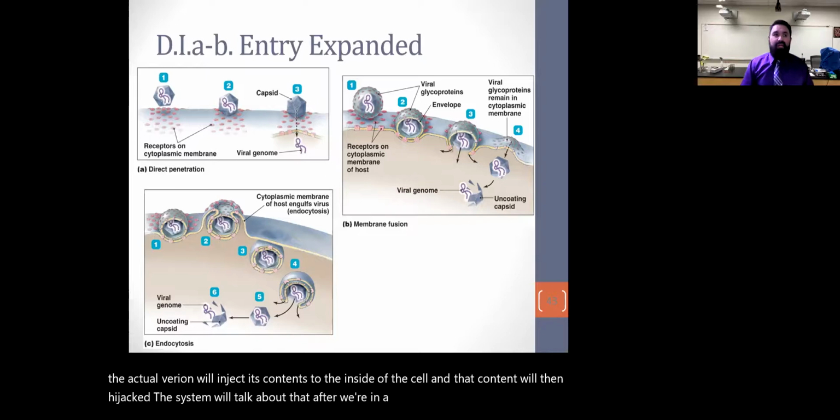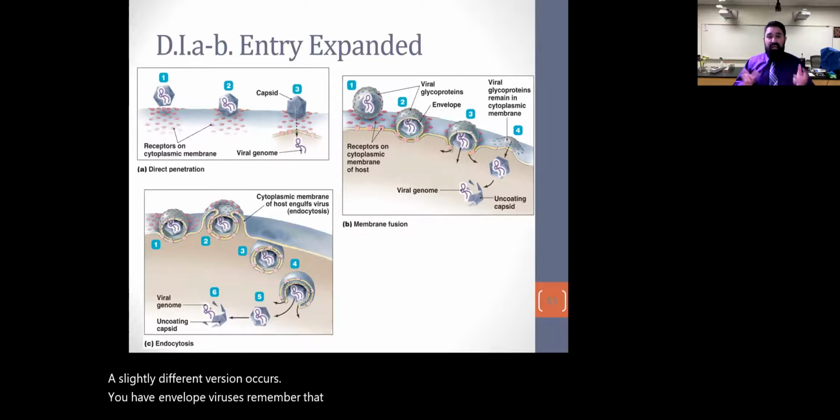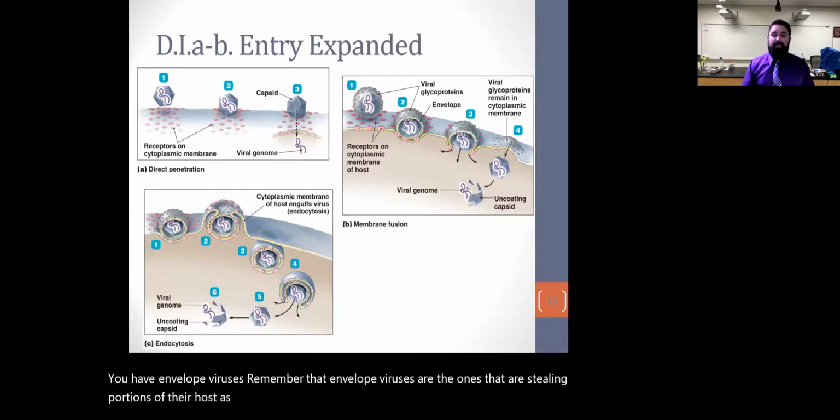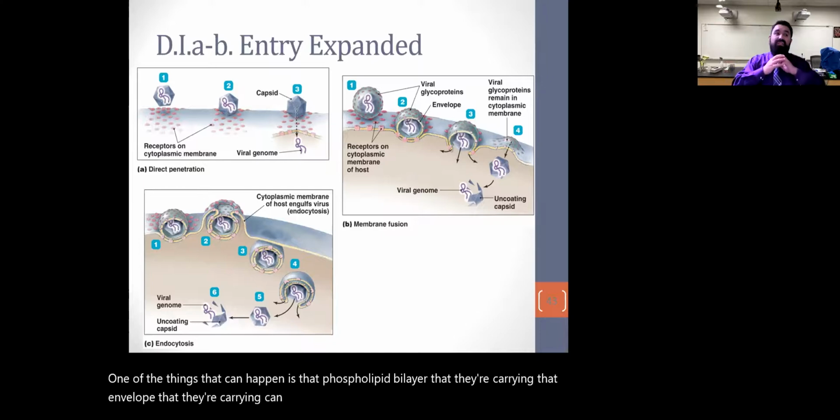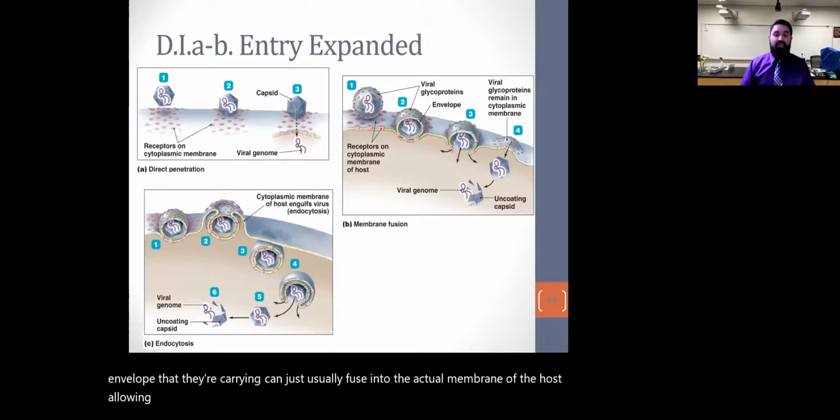That's one version. A slightly different version occurs when you have envelope viruses. Remember that envelope viruses are the ones that are stealing portions of their host as a way to hide from their environment or from their immune system. Well, because that envelope is the same, one of the things that can happen is that the phospholipid bilayer that they're carrying can just fuse into the actual membrane of the host, allowing the entire virion to go inside. Once the virion goes inside, then it can open and release its contents within the cell too. So a slightly different variation from the first one.